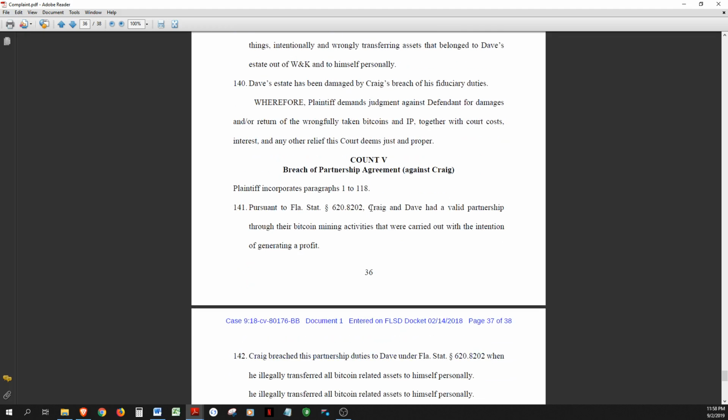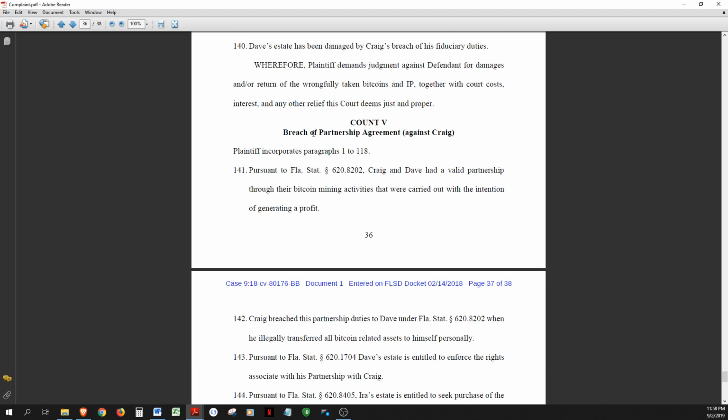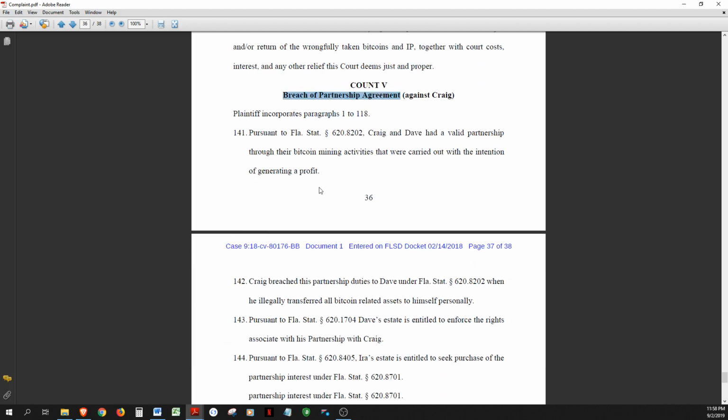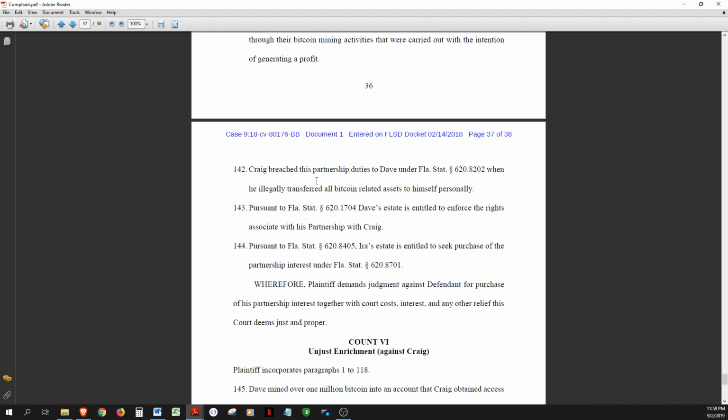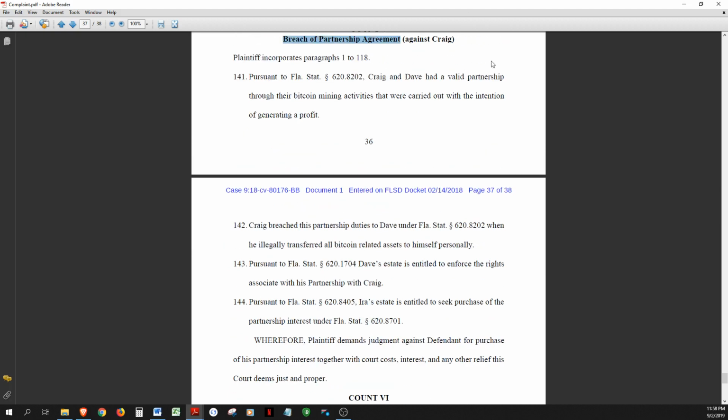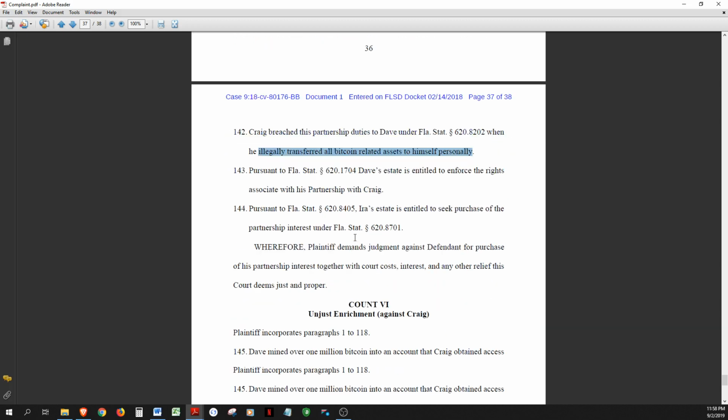Don't sue me, Mr. And then you have a breach of partnership agreement, saying, hey, there was a partnership agreement here, and they breached it. You were supposed to. So valid partnership through their mining, when he legally transferred all the assets to himself. So he breached that partnership agreement.